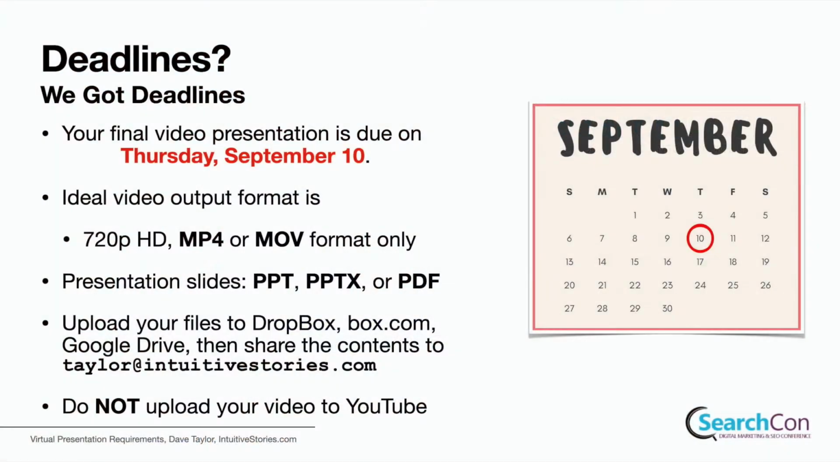So first off, deadlines. Here's your deadline. 10th of September, Thursday. I don't know, noon, midnight, whenever. But have your video recorded and submitted by then. Now, I really want you to submit 720p. You can do 1080, but I'm going to just render it down to 720. But anything lower res than that, and it's not going to look really great. So please try to figure that out.